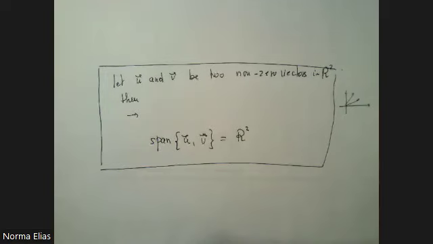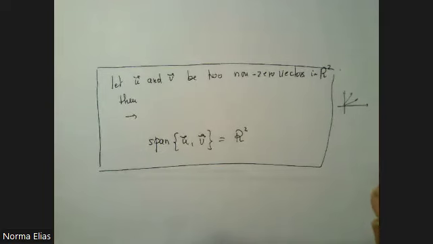So when we find the span, should the answer be written in terms of the coordinates of the vectors? I'm trying to understand your question, Haley. I'll get back to it.